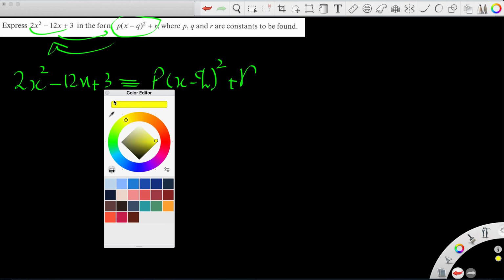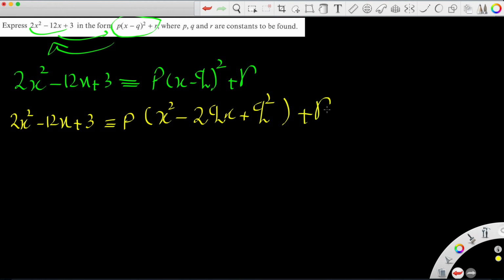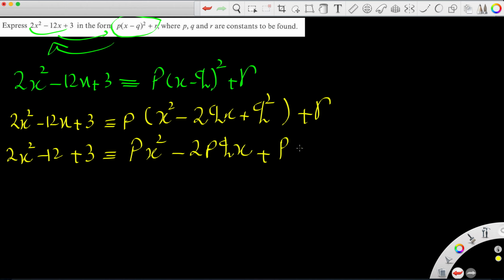Now, I write the left hand side because the left hand side is not going to change, opposite to the previous method. I expand this one. We already know that this will be x squared minus 2qx, using identity 2, plus q squared plus r. Now again, I write the left hand side, which is not changing, is the same as, now I expand. px squared minus 2pqx plus pq squared plus r.